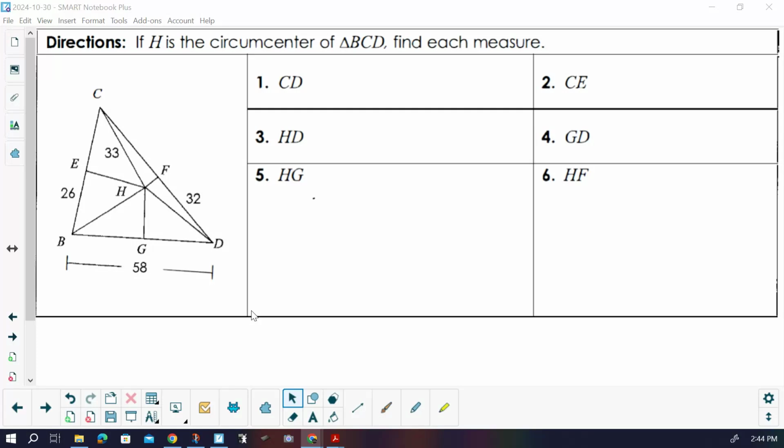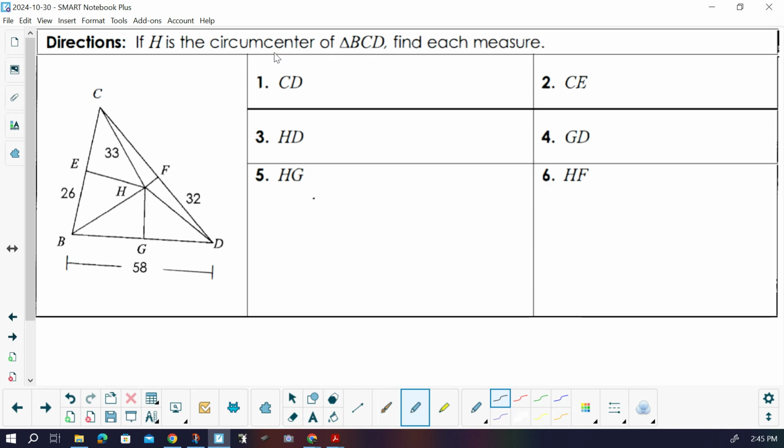Okay, so we're going to work on problems 1 through 6, and we're going to do them all at once, essentially, because the best way to do these is to take your time and, instead of looking at these and asking, how do I find these, start over here with what you know.